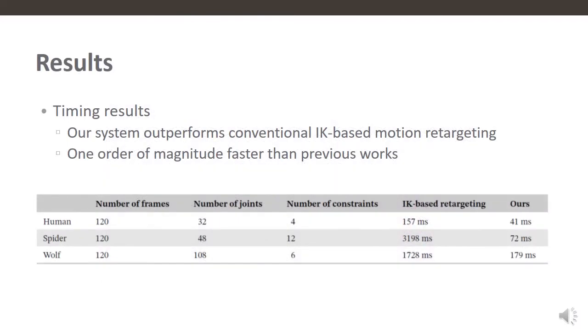And this table shows the timing result for each character with different skeletal configurations, and our system outperforms numerical conventional inverse kinematics based motion retargeting because our system solves a sparse linear system. Based on our experiments, our method is approximately one order of magnitude faster than the previous approach.